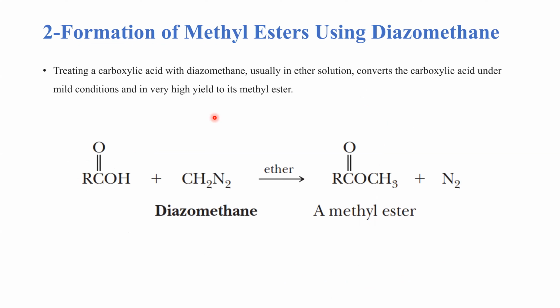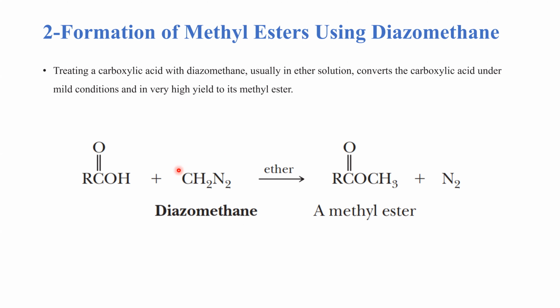Now the second esterification method is the formation of methyl ester using diazomethane. Treating a carboxylic acid with diazomethane, usually in ether solution, converts the carboxylic acid under mild conditions and in very high yield to its methyl ester. This is particularly useful when we want very mild conditions, not an acidic medium, and a high yield, though diazomethane has a very high toxicity profile.